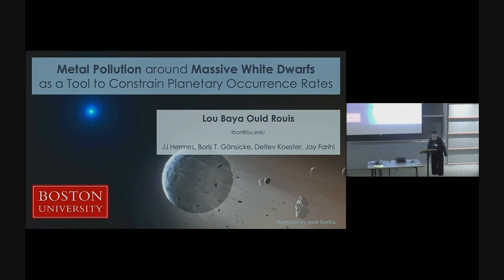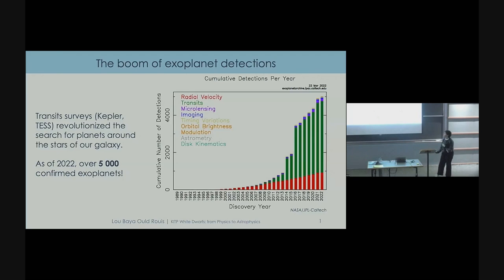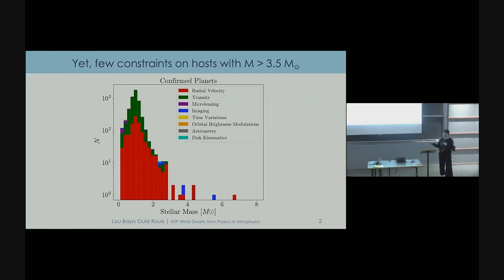So we are living through quite a revolution in terms of exoplanet detection. And that's mostly thanks to transit surveys like TESS and Kepler, so much so that we reached 5,000 confirmed planets earlier this year. But there's a bit of a caveat here. When you actually look at the host mass of those confirmed planets, you see that we don't have a lot of constraint on planets around stars of 3.5 solar masses and up. And that's where white dwarfs come into play.